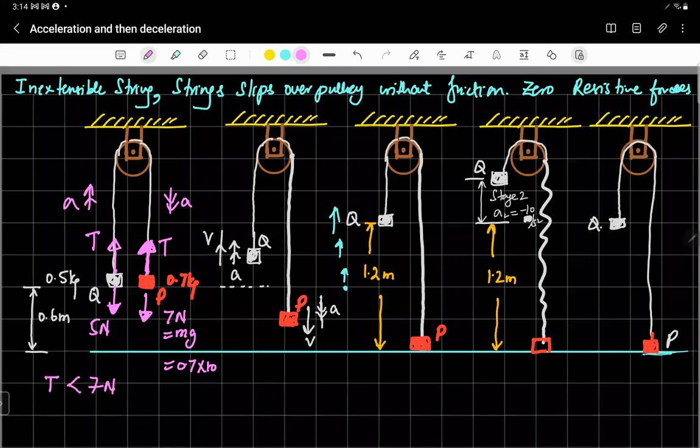And if Q accelerates in the upward direction, it means 5 Newton is less than T. And if I combine these two, I can say that 5 Newton is less than T and T is less than 7 Newton. Or you can say that the tension will always be in the middle. The tension will always adjust itself somewhere in the middle of the two weights.